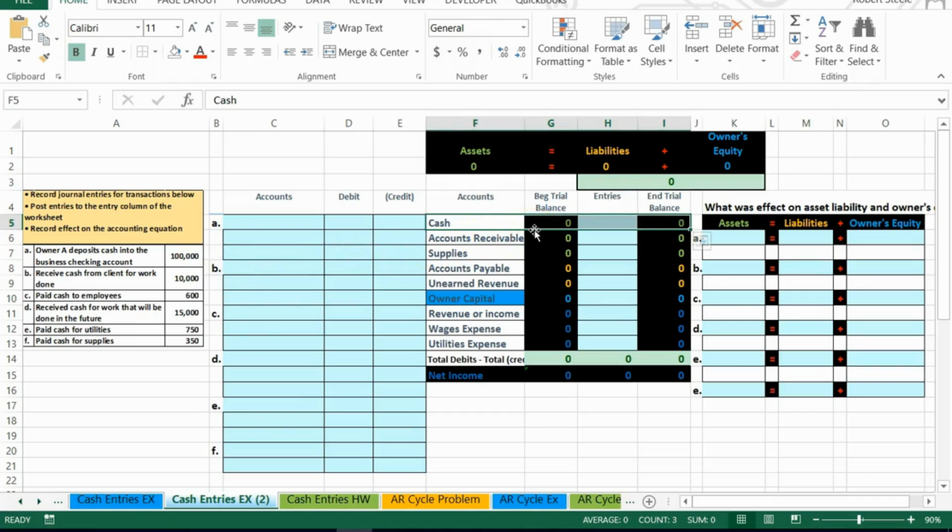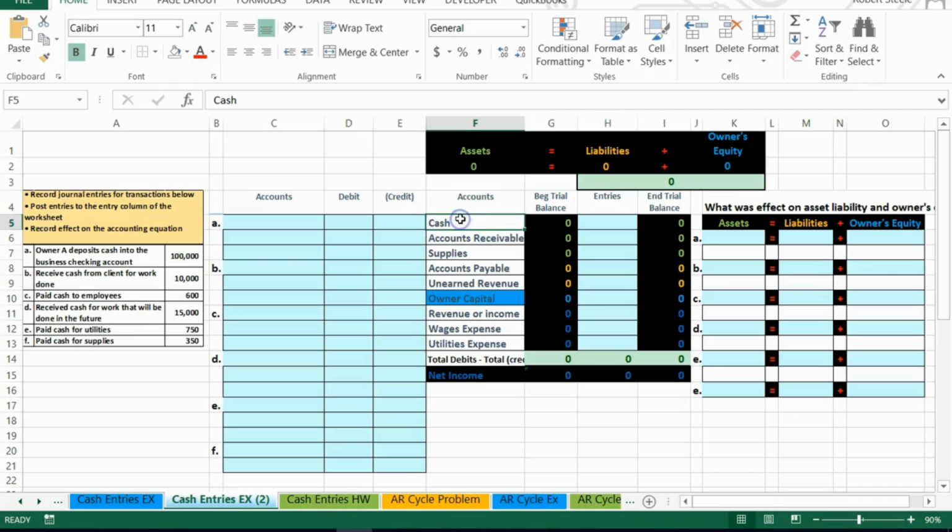Cash has a debit balance, so we're just going to have to start to memorize the fact that cash has a debit balance, assets have debit balances. We're going to represent debits both in the debit column, as well as being positive numbers versus bracketed or negative numbers in this worksheet.